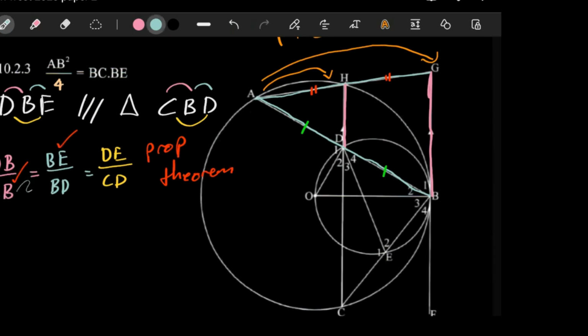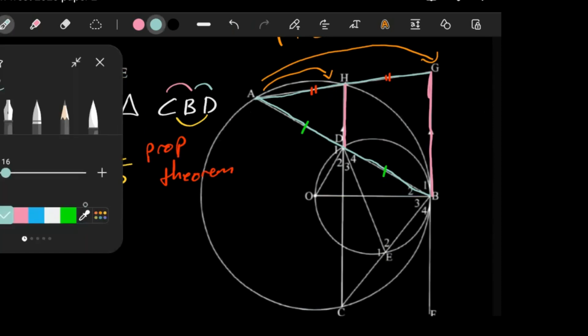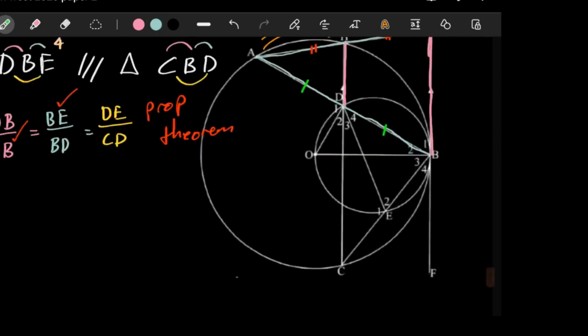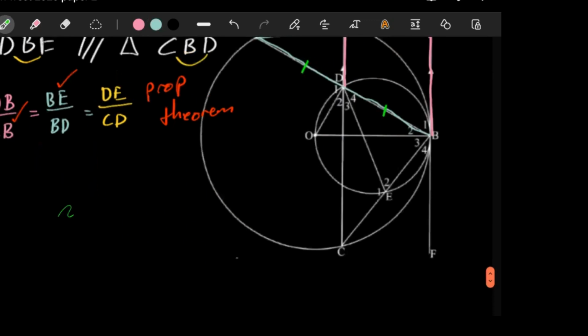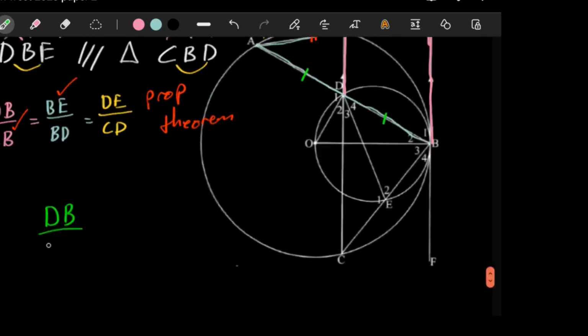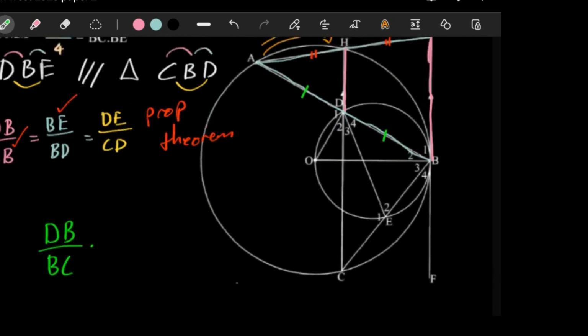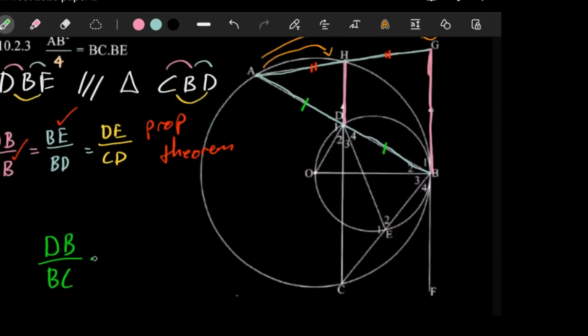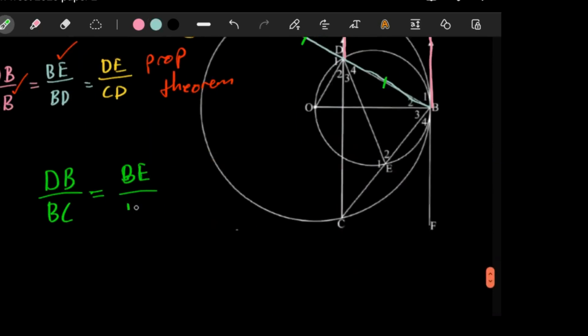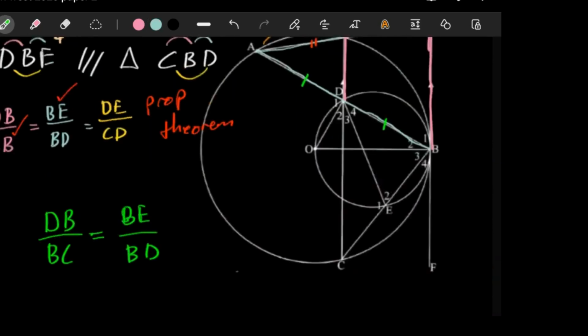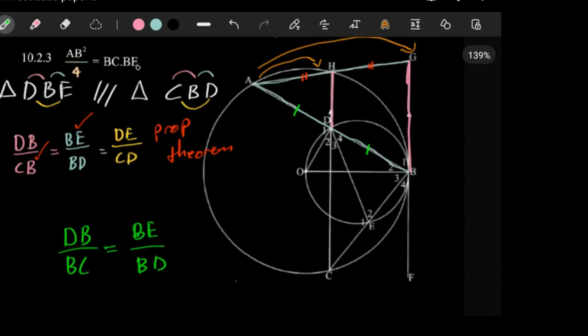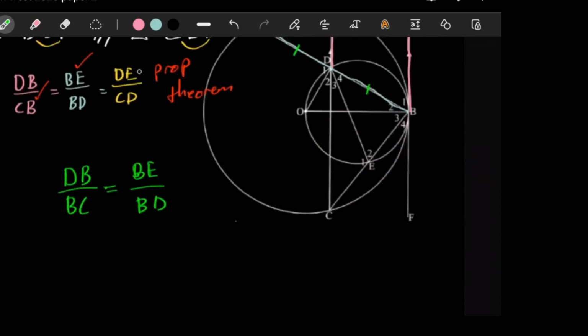Now, the fortunate thing is, if we just focus on these two, it looks like we are at least going somewhere. Let's even write it on its own. So here we have DB over CB. Let's write it as BC, just so that it at least matches what we want. And then here we have BE over DB. Now, for us to get BC and BE next to each other, from here we can just cross multiply.